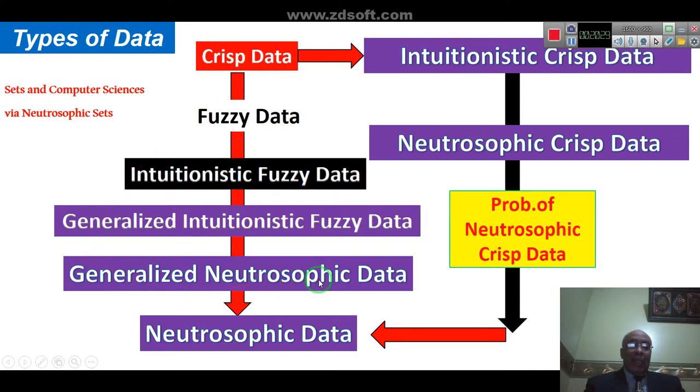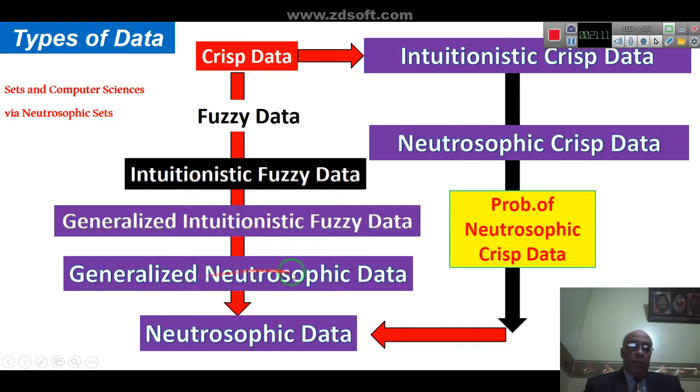Generalized neutrosophic data is a generalization of generalized intuitionistic fuzzy data, fuzzy data, and crisp data. Neutrosophic data from fuzzy membership. Neutrosophic fuzzy data is a generalization of all types of this data, all types.